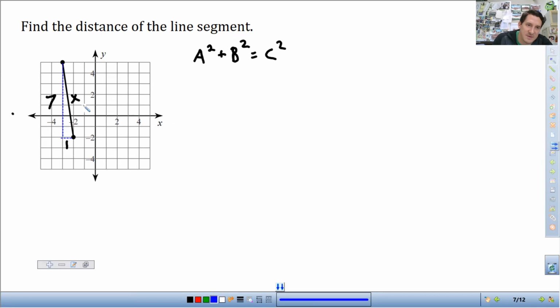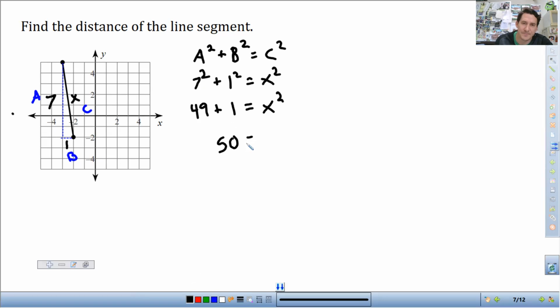Side lengths A, B, and C. So C is always the longest side. The A and B are interchangeable after that. So plug in these values. A is 7, B is 1, C is x. 7 squared is 49, 1 squared is 1, and then we have x squared. 49 plus 1 is 50. And then you square root both sides.